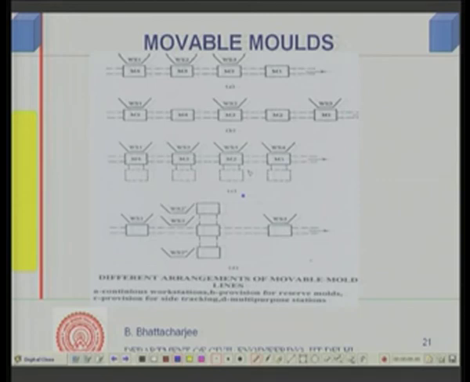for reserve molds. The second one is the reserve molds, the third one is the provision for site tracking. The fourth one is multi-purpose stations. So, many things can be done. The problem of breakage, stoppage of the work due to breakdown, is taken care of by this sort of arrangement.